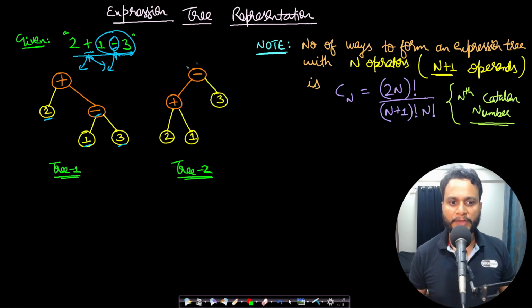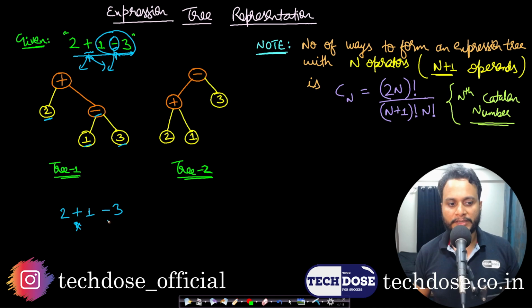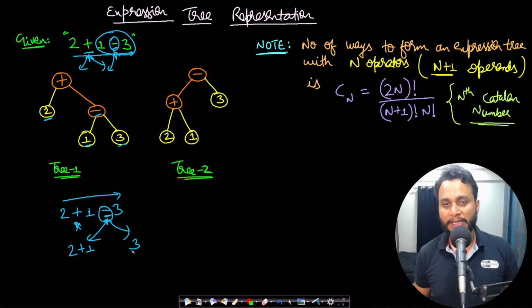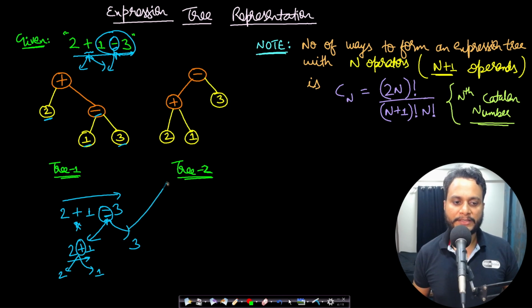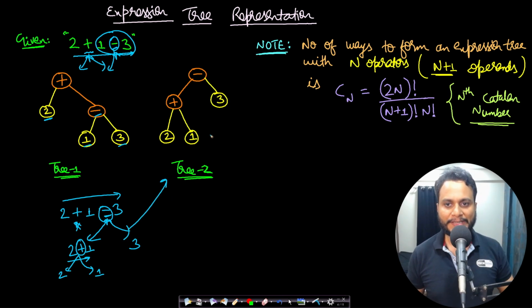Okay. Now if I have to build the second expression tree, then what I will do is I will take the same expression 2 plus 1 minus 3 and decide not to break at plus, but I will iterate and break at this minus in such a way that when I divide it into 2 parts, the left hand side will have 2 plus 1, the right hand side will have 3. And on the left hand side again I will iterate and break it down at plus so that the left hand side has 2 and the right hand side has 1. And this is the equivalent expression tree, which is tree number 2.